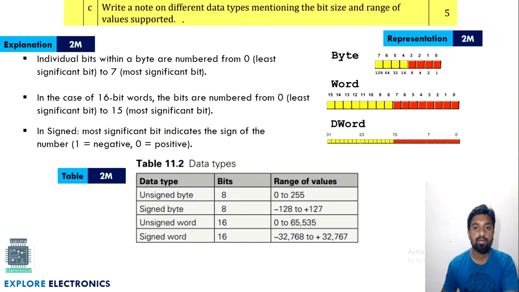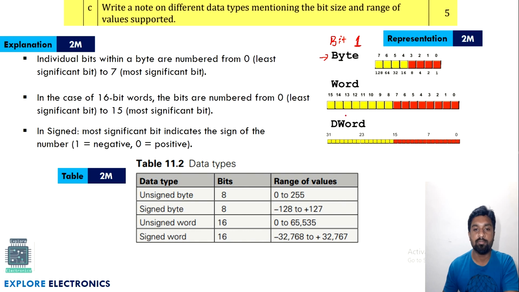Then write a note on different data types, mentioning the bit size and range of value supported. Which are all the data types we have discussed? Bit, starting with bit in the sense it is a one binary number we can say, and then byte, it will be having 8 bits, word it is 16 bits, double word 32 bits. These are the different data types available with respect to the data is concerned.